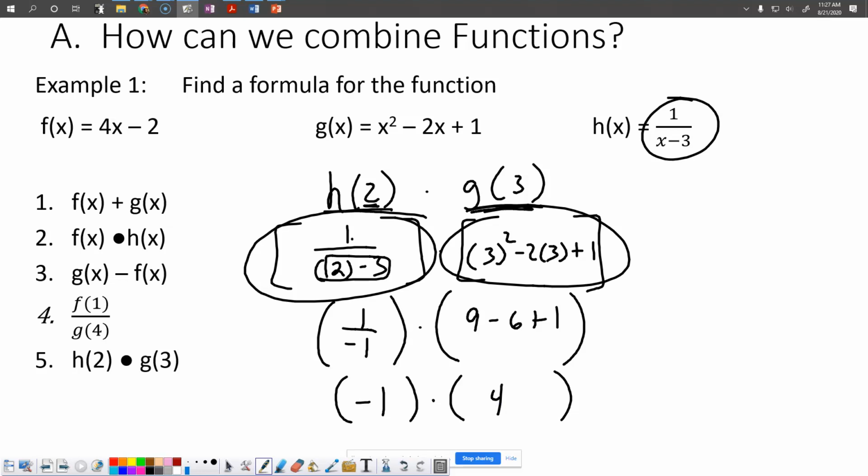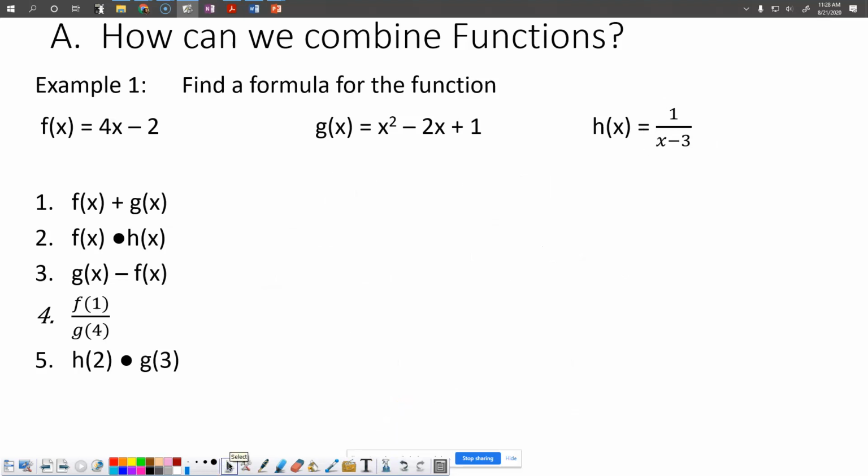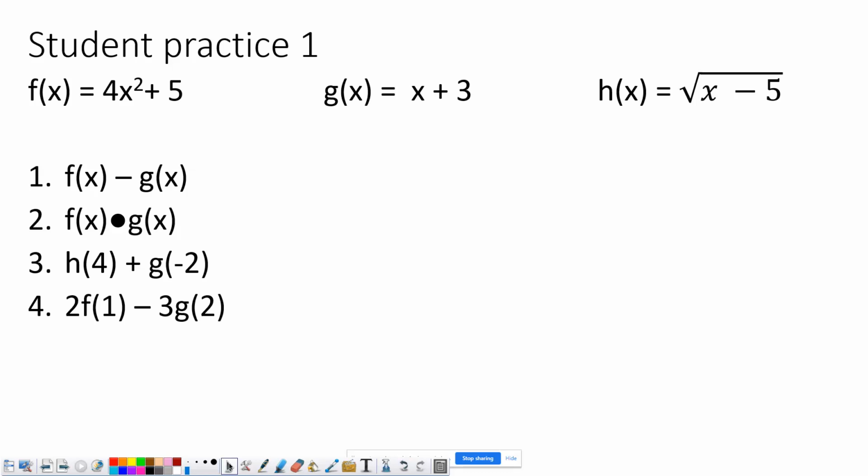And so now we've got, this is h of 2, this is g of 3. Just go ahead and multiply those together. You've got your final answer is negative 4. Okay? So that is combining functions. And let's go ahead and have you guys give some of those things a try. Go ahead and do numbers 1 through 4.